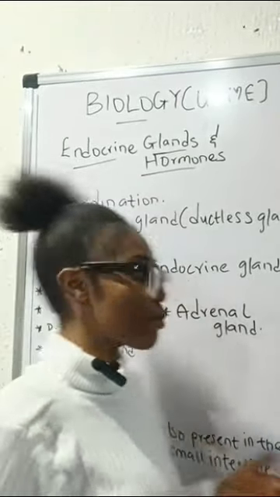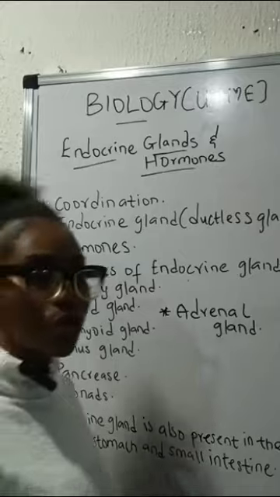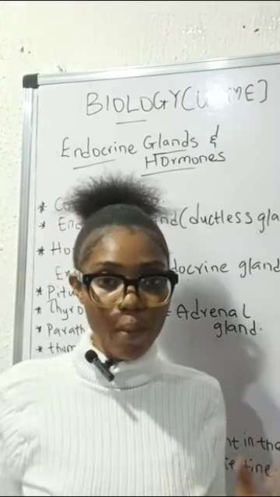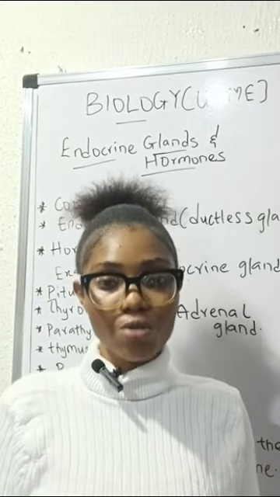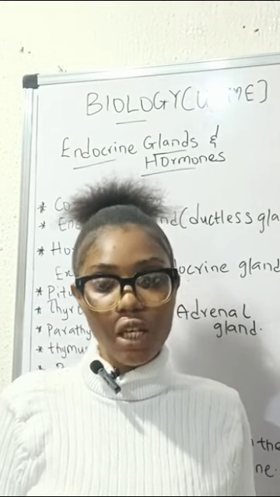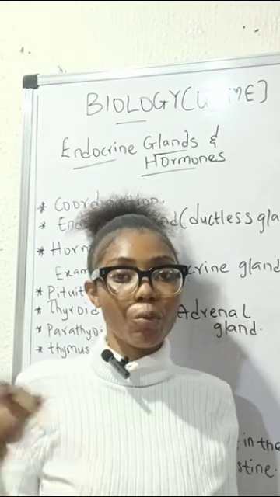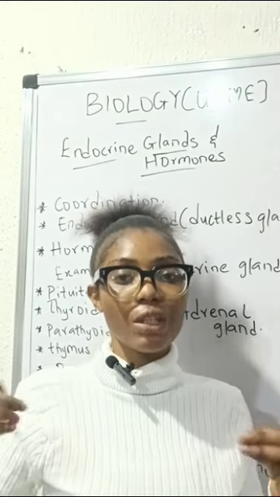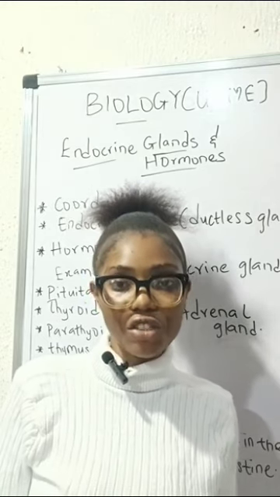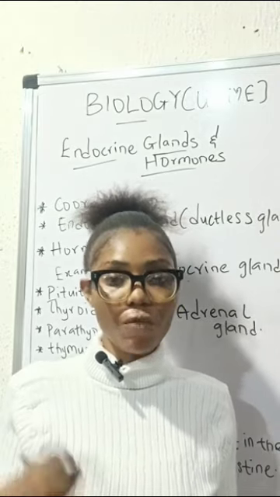Before I explain endocrine glands, as you can see on the board, we need to look at what coordination is. Basically, coordination is making various parts of the body function together for the purpose of effectiveness and efficiency in performance. Various systems or organs of the body need to work together for proper efficiency and productiveness of the body.